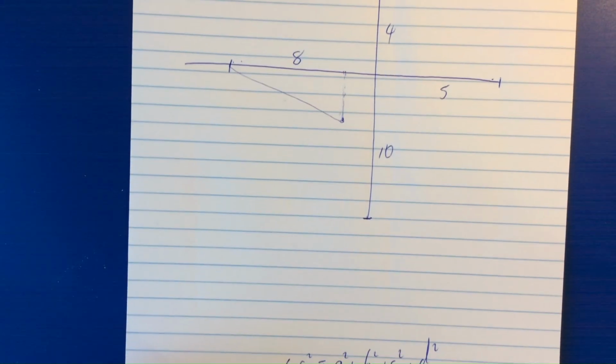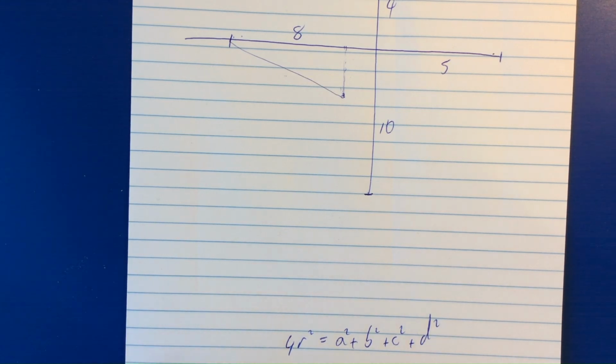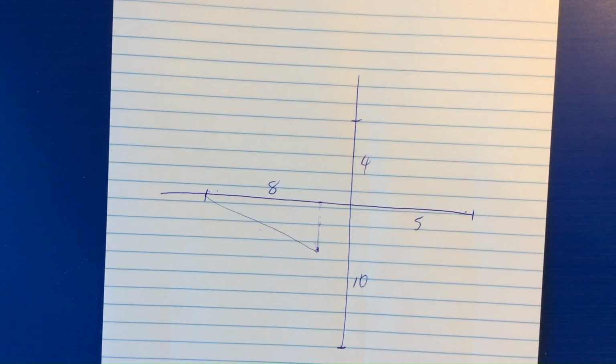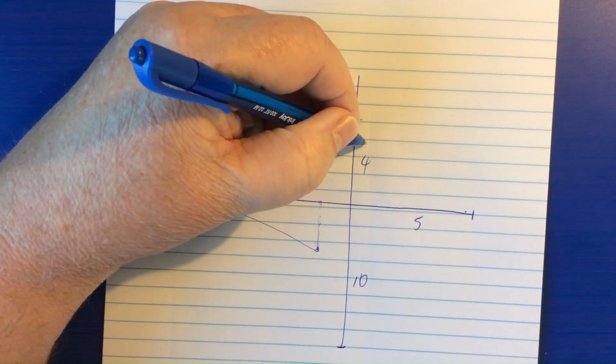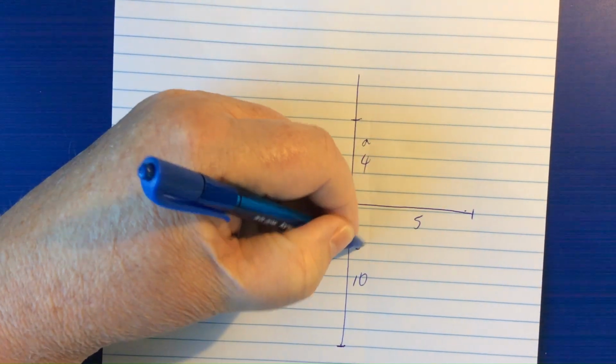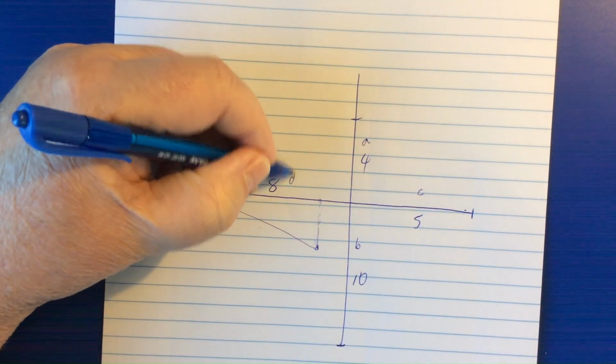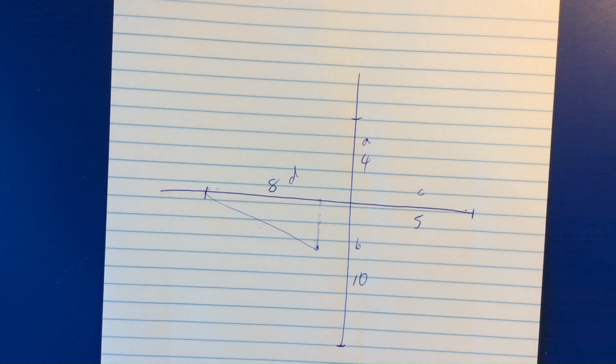And here we have our formula. 4r squared, so we can find a radius, is equal to a squared plus b squared plus c squared plus d squared. Now, all we have to do is give these names, a, b, c, and d. And because we're adding, it really doesn't matter which way we go with this.